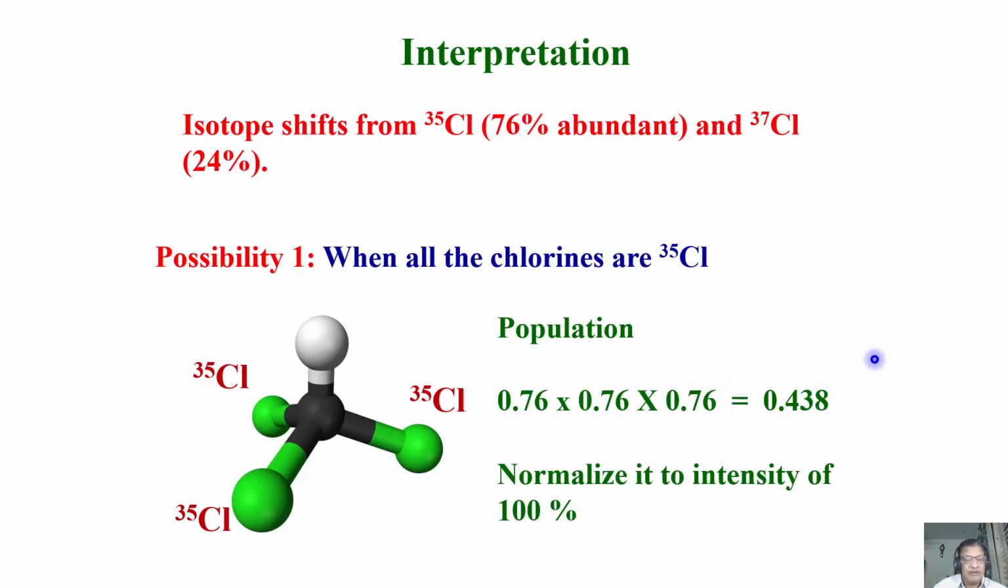This is the population when all the chlorines are in the 35 isotopomer in this molecule. So if I have only one type of isotopomer of CFCl3, where all the chlorines are in the 35 position, in which case I'll get 0.438. I'll normalize this to the intensity 100%. Understand? If all chlorines are 35 in this molecule, we must get only one peak. I normalize this for the intensity of 100%.